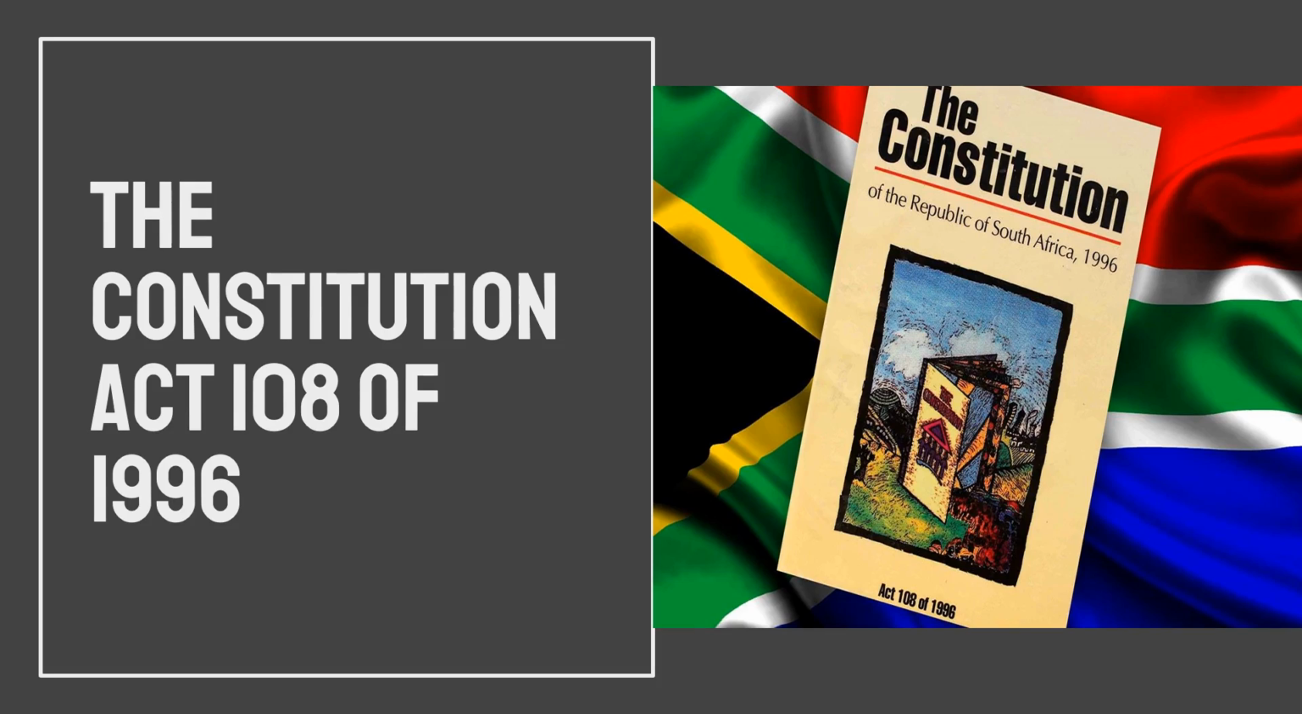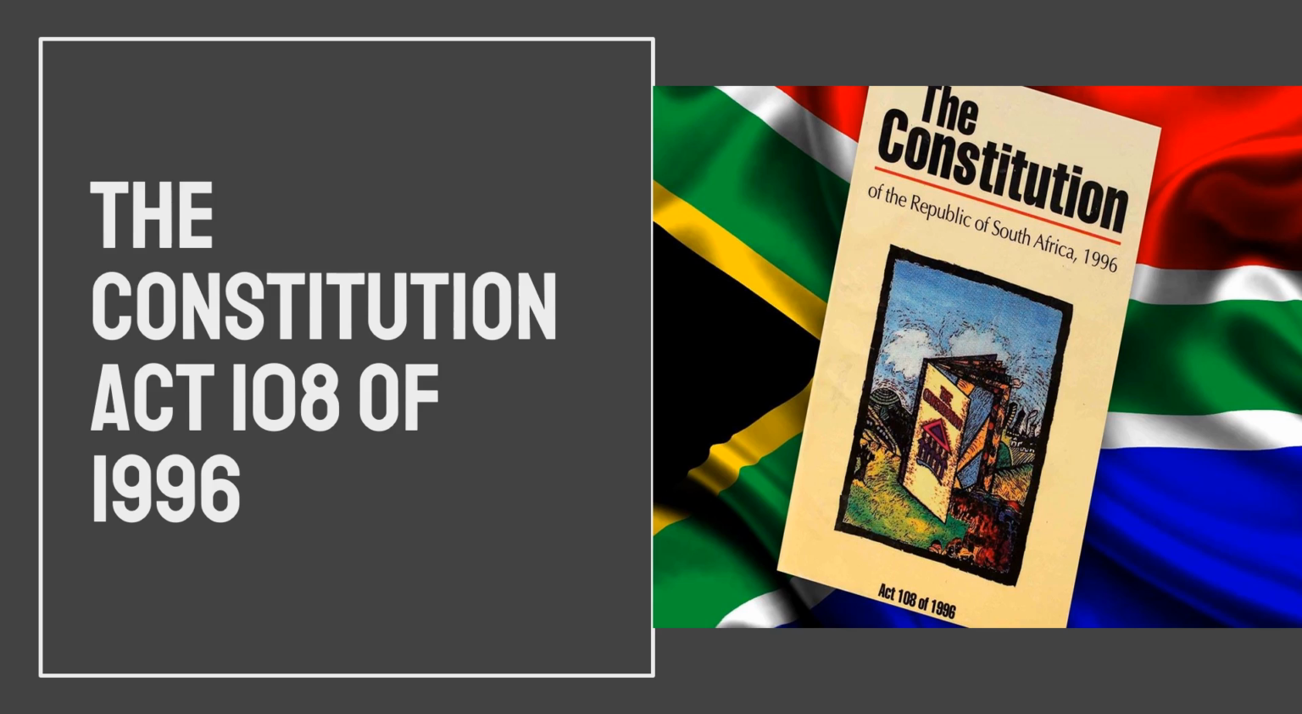The Constitution is the highest law of the country. It applies to all law and conduct within South Africa. The Constitution contains different chapters that address different aspects of legal and government systems in the country. The most important chapter is Chapter 2, the Bill of Rights.